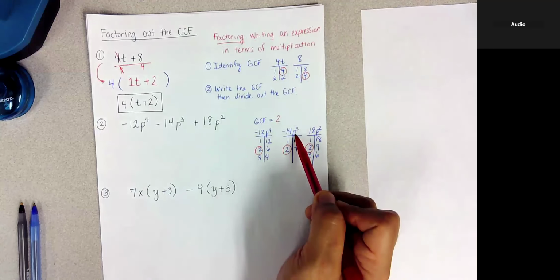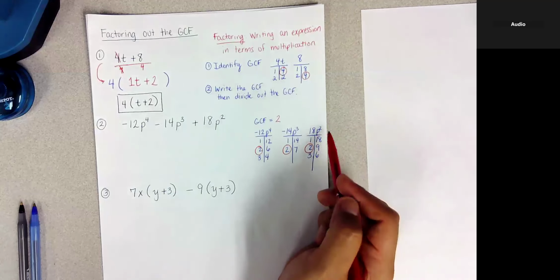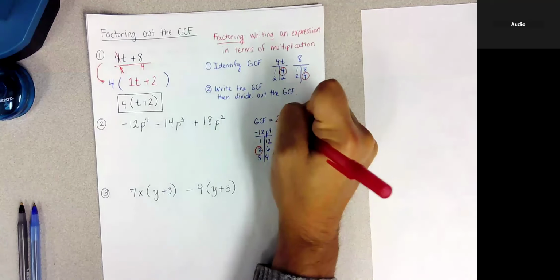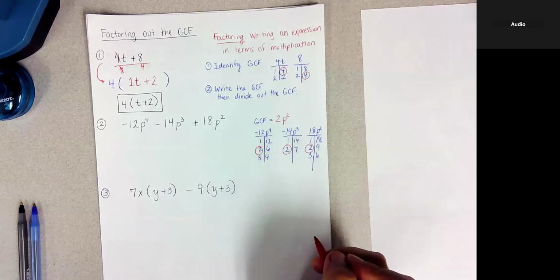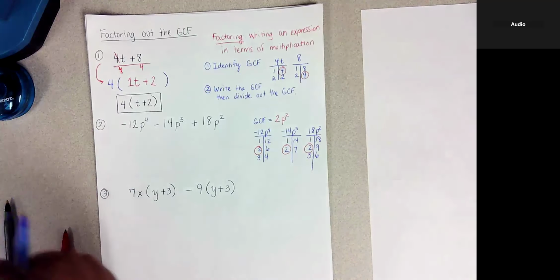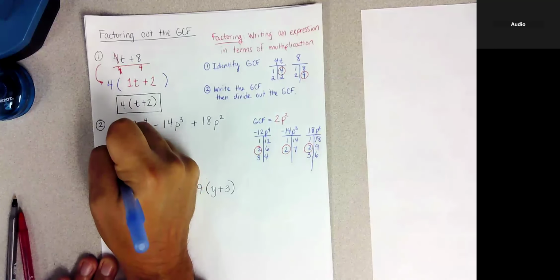This has 3 p's. This has 2 p's, right? P to the 2nd power. So the most p's that I could take out of all 3 of them that they share is p to the 2nd power. Okay. So once you identify that GCF, we'll go ahead and write that GCF down.